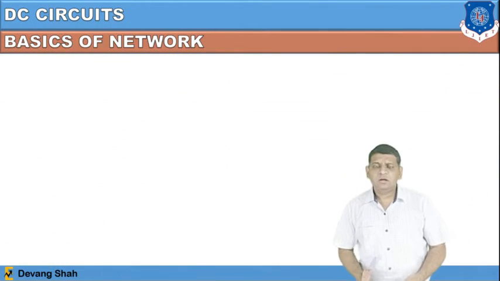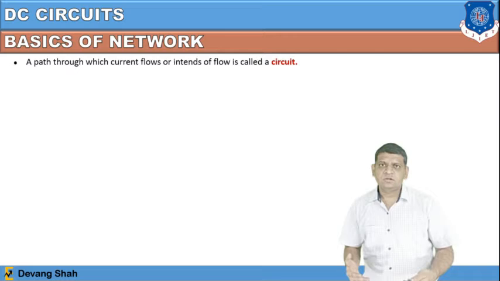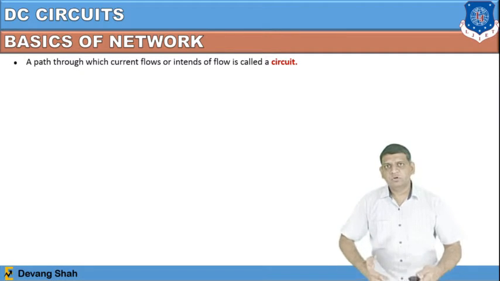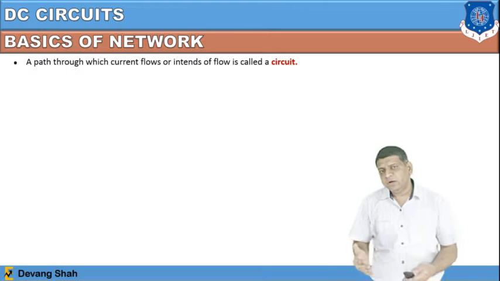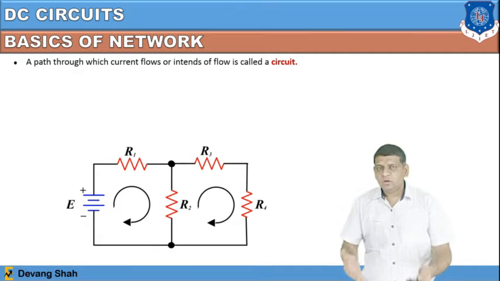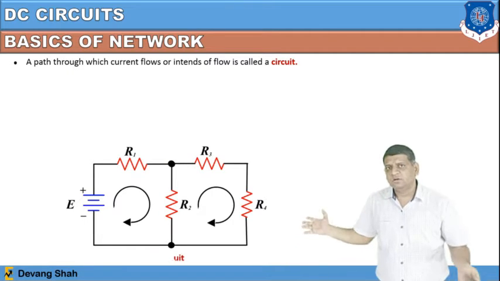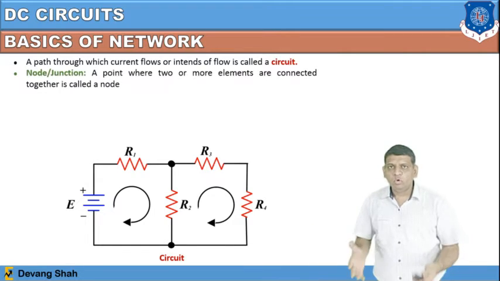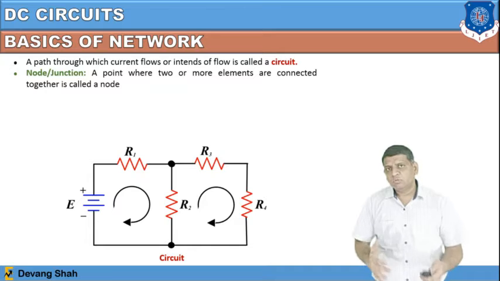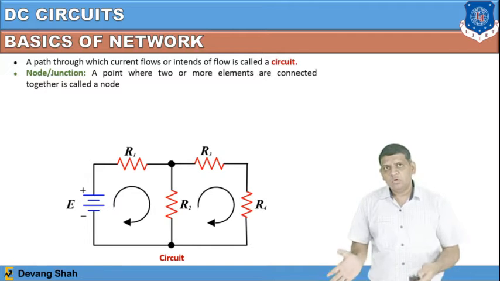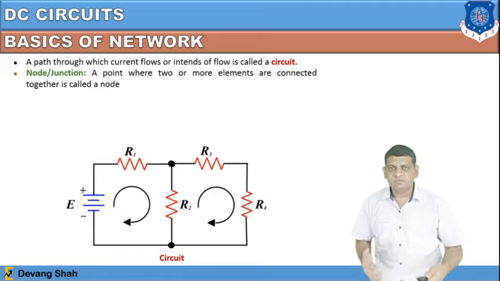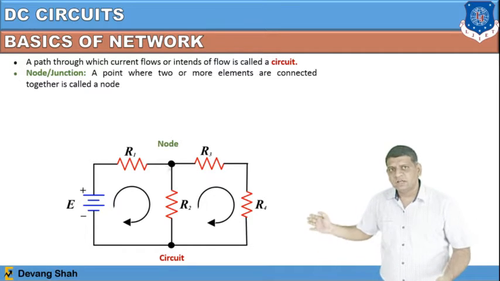Now you can see here the basics of the network. So what is a circuit? The path through which current flows or intends to flow is defined as the circuit. So this is an example of a circuit. This is a complete circuit having two loops. Now, what is a node or junction? Where three or more branches are connected, or two or more elements are connected together, is defined as the node. So this is an example of a node.